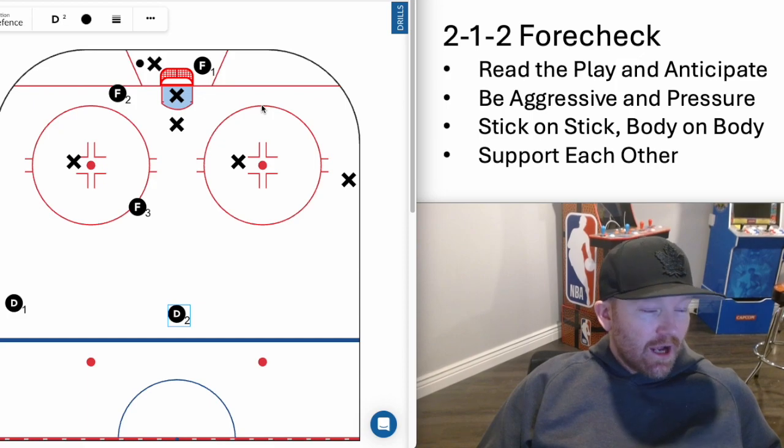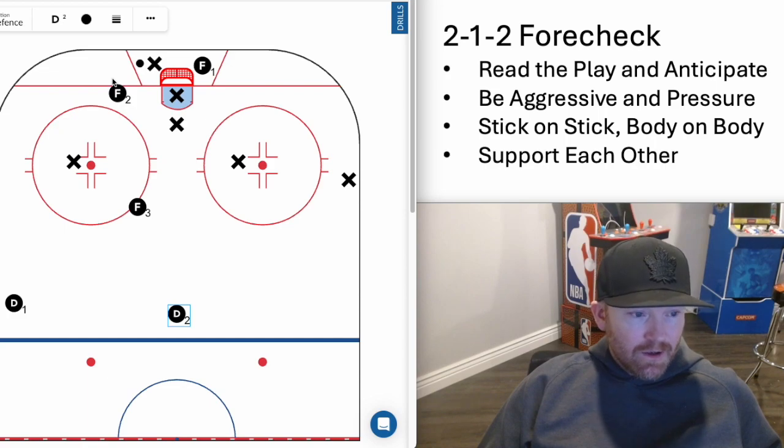Once we go for the attack and once we decide we're the F1 and F2, we have to get in there quick. We always, always, always have to have stick on stick. So we're trying to disrupt and hit the puck. We're using our bodies to push the other player off the puck.